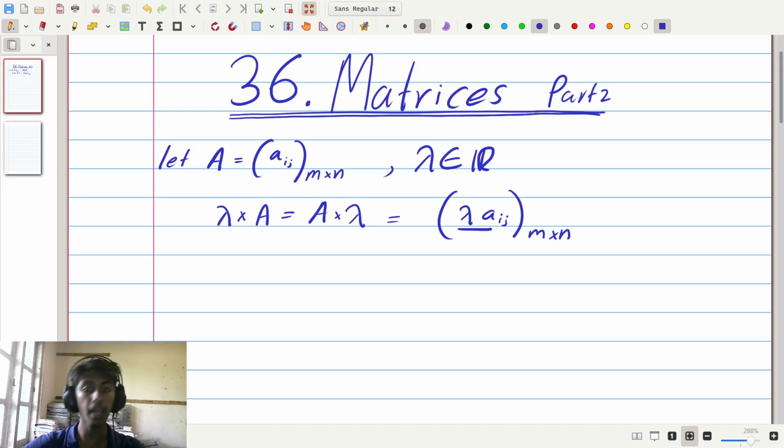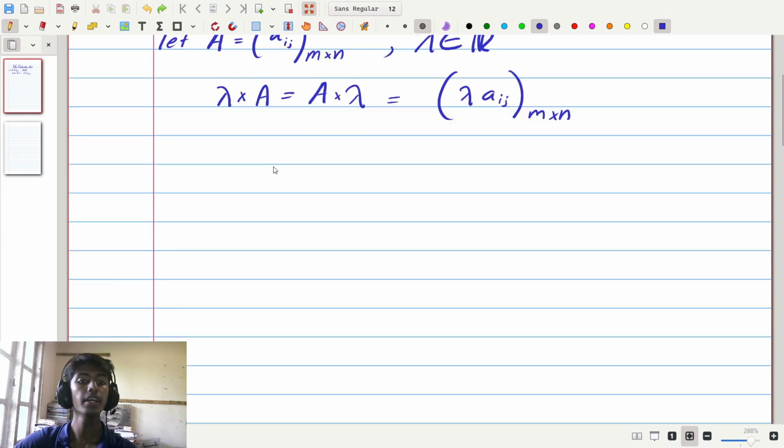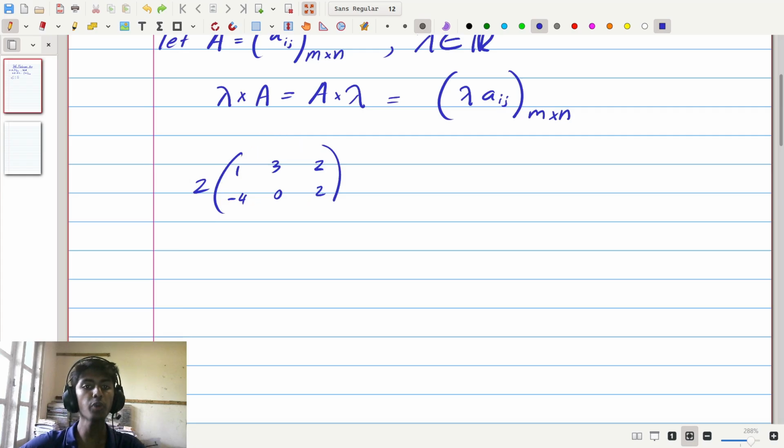So we multiply by lambda and we get all of those elements in their same positions inside our new matrix. For example, if we consider doing 2 times, let's say, the matrix 1, 3, 2, negative 4, 0, 2, and we consider multiplying 2 by this matrix, what we're essentially going to have is another 2 by 3 matrix, and in this matrix every single element is going to be equal to the corresponding matrix element in the original matrix times the constant, in this case 2.